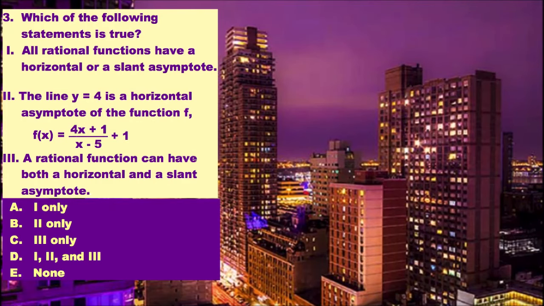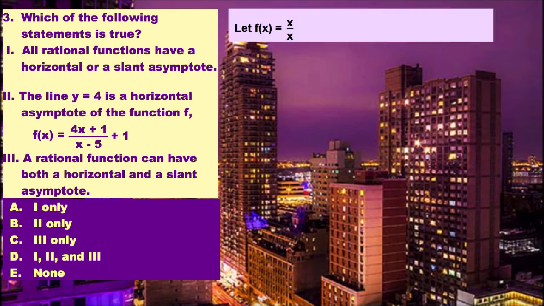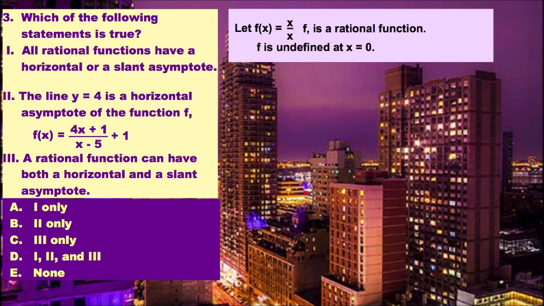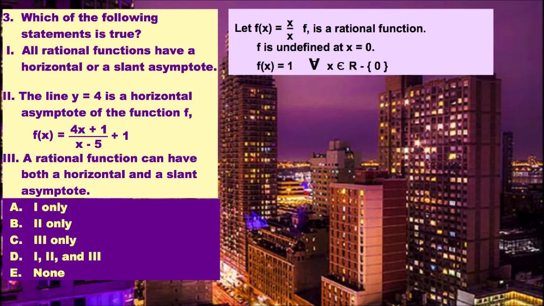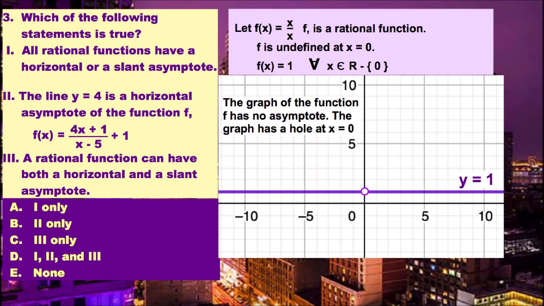Which of the following statements is true? 1. All rational functions have a horizontal or slant asymptote. Let f of x equal x over x. f is a rational function. f is undefined at x equals 0, and f of x equals 1 for all x belonging to the set of real numbers minus the set made up of 0. The graph of the function f has no asymptote. The graph has a hole at x equals 0. Thus, statement 1 is a false statement.